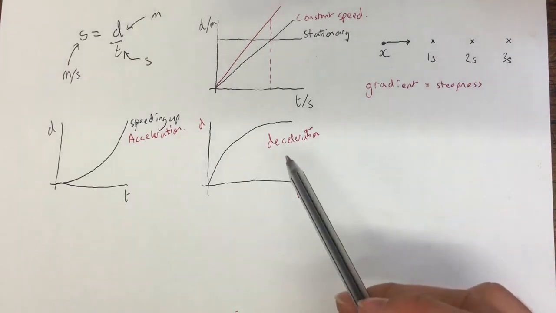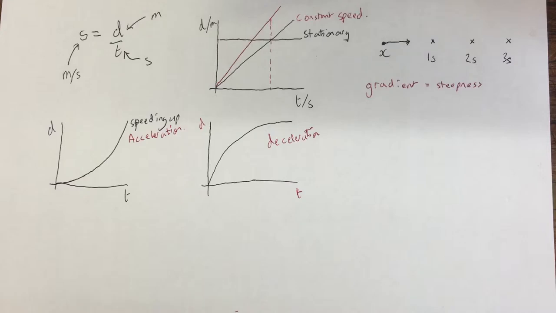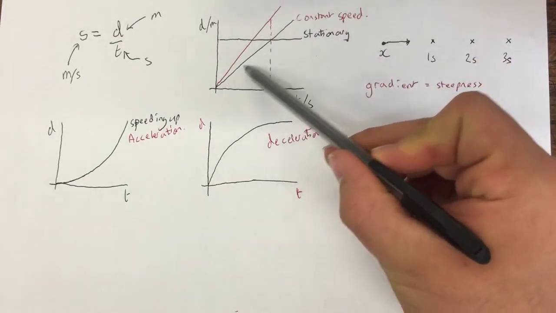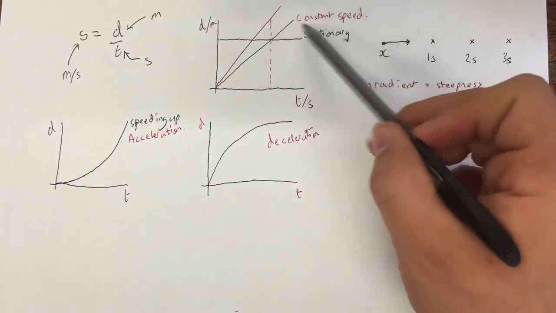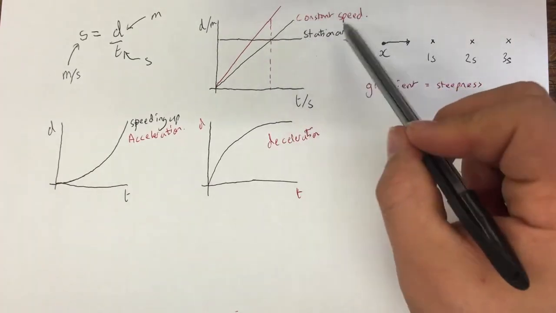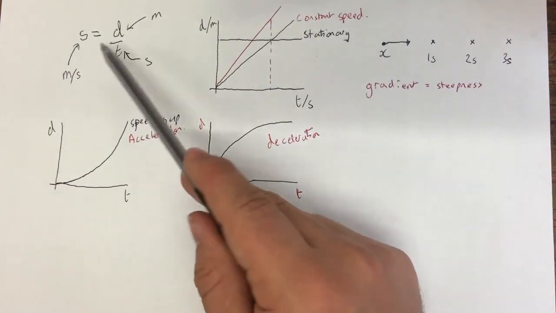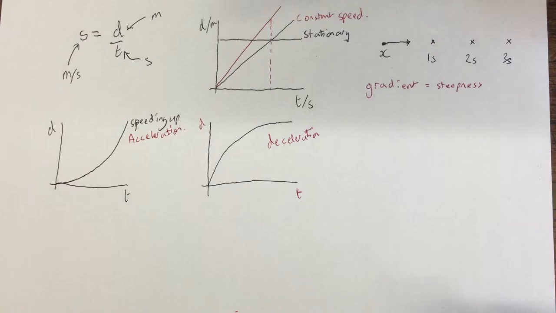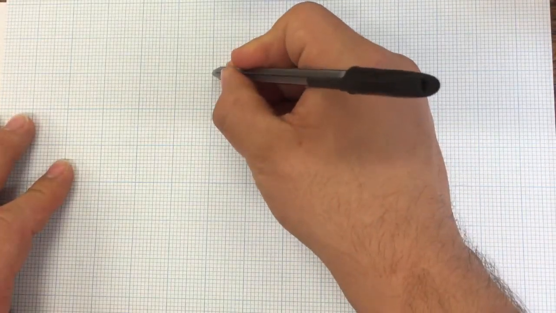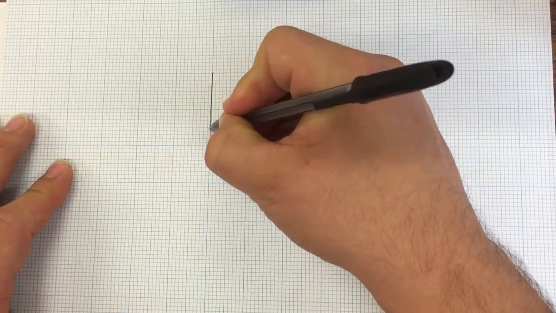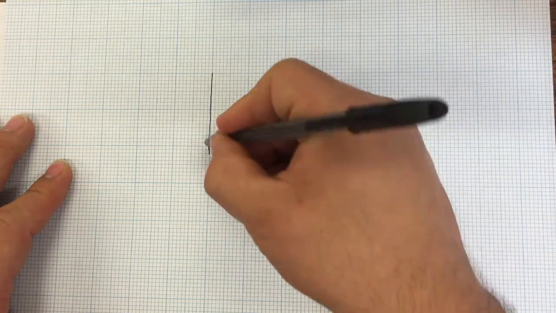Now, the next skill that we need to be able to do with a distance time graph is, we've said that these straight lines here are a constant speed, and we can work out constant speed by using the equation that we have in our previous lesson. So speed is distance divided by time. So how I do that, I'm going to draw a distance time graph. I'm going to be very naughty and not use a ruler.